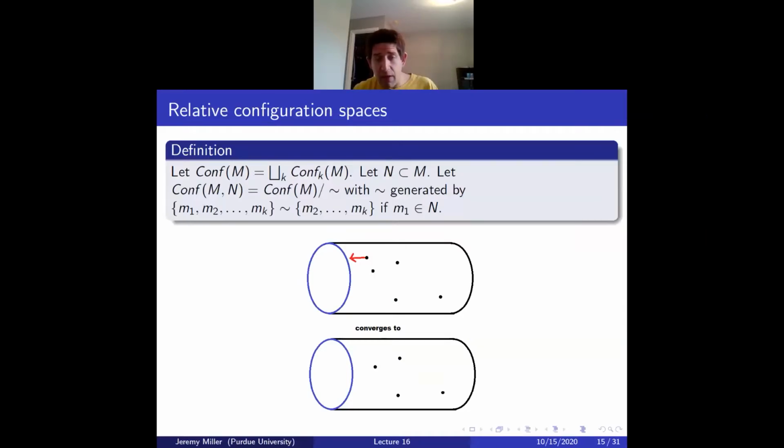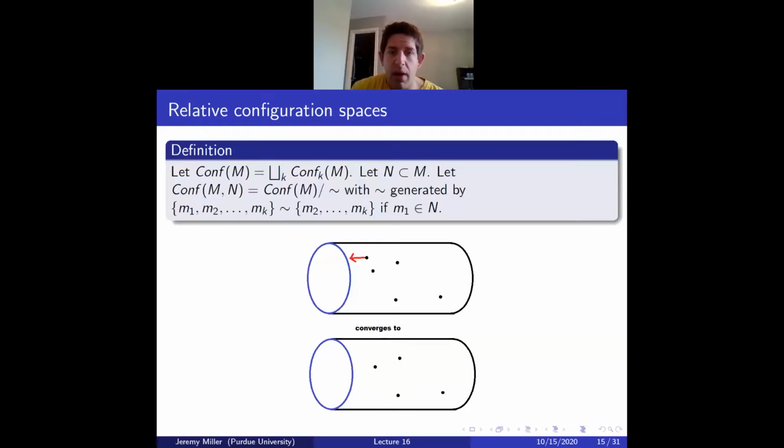So to define the slightly more natural scanning map, I'm going to talk about relative configuration spaces. This will be analogous to what we did for free abelian groups. If you remember, the definition of the scanning map in the case of free abelian groups involved relative configuration spaces. So this alternate description will also involve relative configuration spaces.